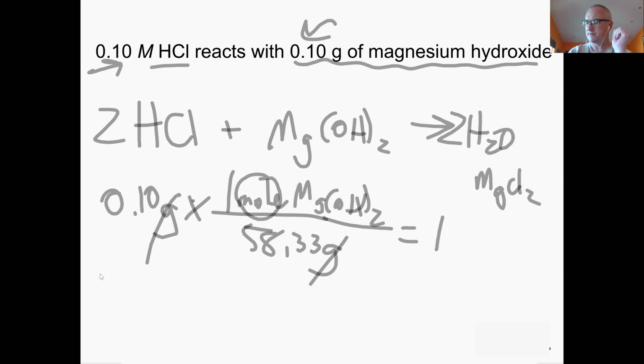So what's my answer here? You can give me like 3 or 4 significant digits. I believe it would be 0.0017. It's still only 2 significant digits. Give me 3 or 4. Okay, let me calculate that real quick. 0.001714. There we go. So that's how many moles of magnesium hydroxide I have.